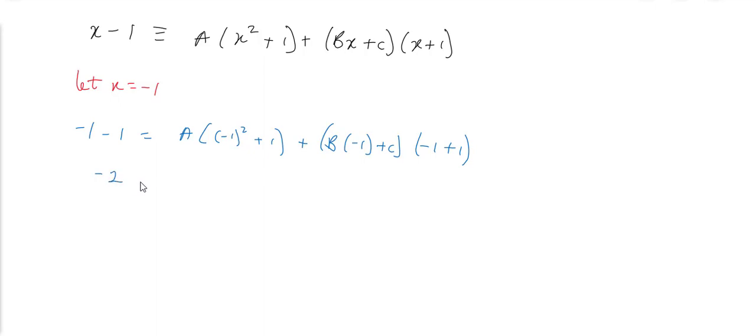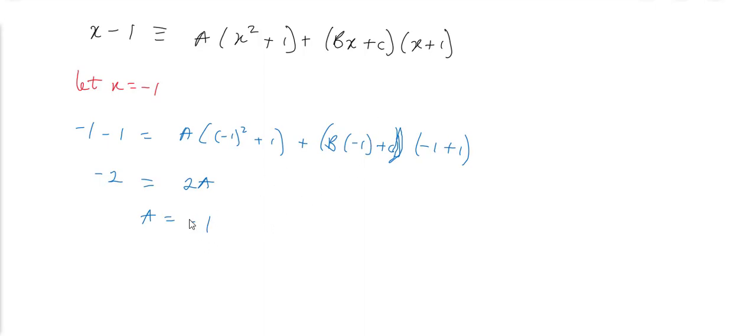Simplifying this, I get -2 is equal to -1 squared is a positive 1, so this gives me 2a, and the other term goes to 0 because x plus 1 goes to 0. So solving for a, a is equal to -1.